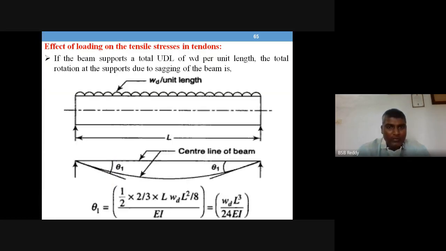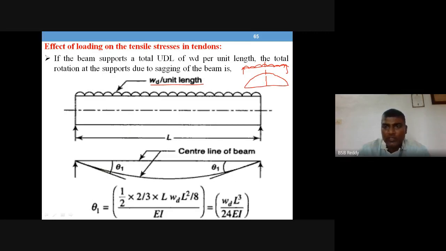In the same way, you can find the rotation when load is acting, like dead load and live load on the member. In that case it is going to bend down like this. For this, take again a simply supported beam where a UDL is acting. The BMD is going to be a parabola, because of the UDL.